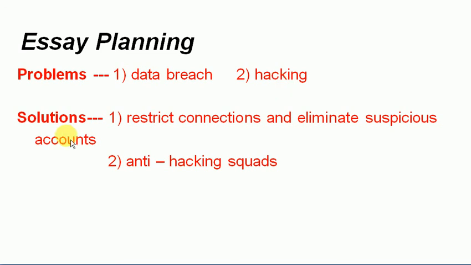Fine. Okay, then solutions. What could be the solution for data breach? Data breach का तो easy solution है कि restrict your connections and eliminate suspicious accounts. कि आप लोग अपने data को privacy लगा सकते हो. There are various features available on the internet, like when you're using social sites, you can restrict connections. Restrict connection मतलब अपने connections को limit करो. जिन लोगों को आप नहीं जानते हो, don't allow them to see your data, don't make them friends.